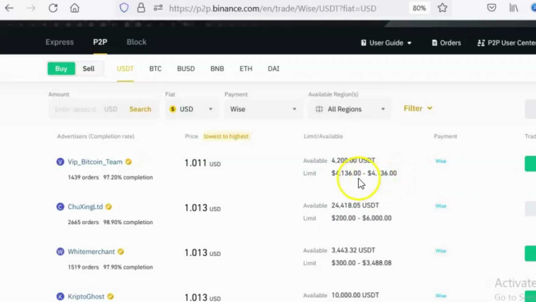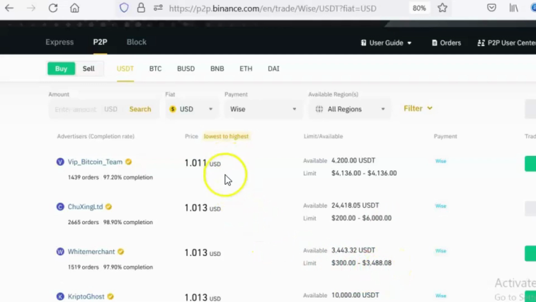Therefore, if you don't want to buy as much as that, obviously you can't pick him. This person is offering a more flexible option. He's saying he's willing to sell to you as long as you're willing to buy between $200 and $6,000. This person is saying he's willing to sell to you as long as you are willing to buy between $300 and $3,488.